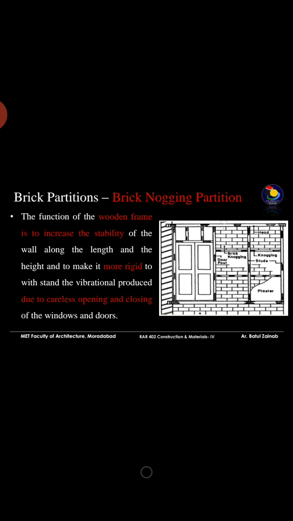The function of the wooden frame is to increase the stability of the wall along the length and the height, to make it more rigid to withstand the vibrations produced due to careless opening and closing of the windows and the doors. So the wooden framework gives stability to the wall to resist these vibrations, due to which our wall can become weak. For that, these frames work like a stable beam and column.